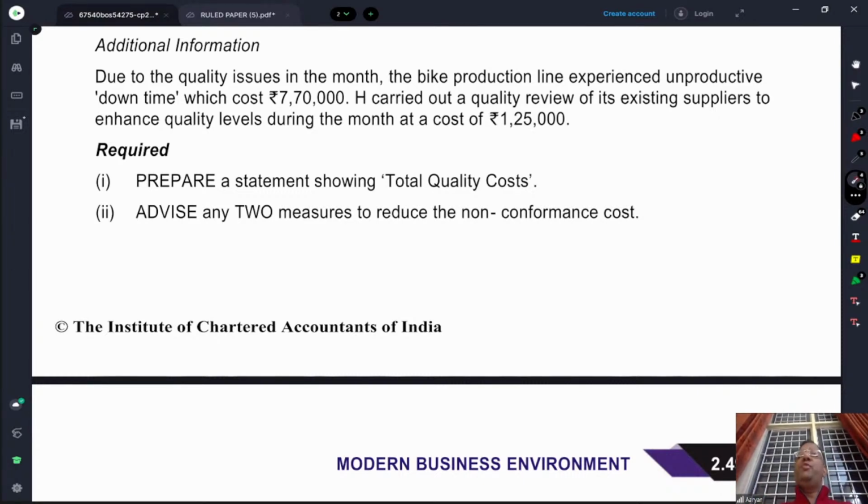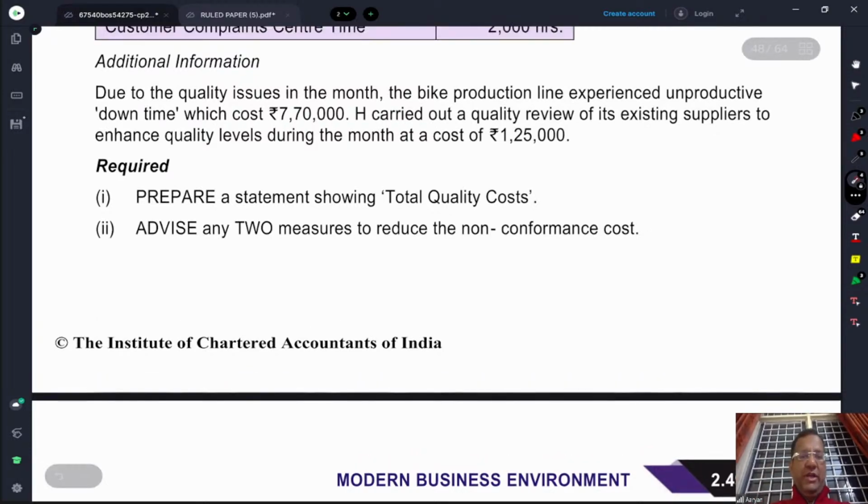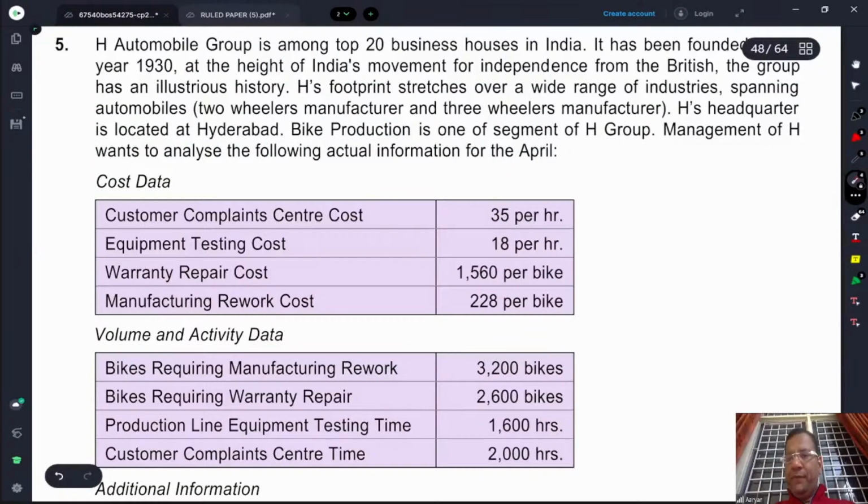And in the first point, the verb is simple, prepare. It's a calculation question. So you have to find out what is the total quality cost in this particular case. Okay, let's read it out, beta.